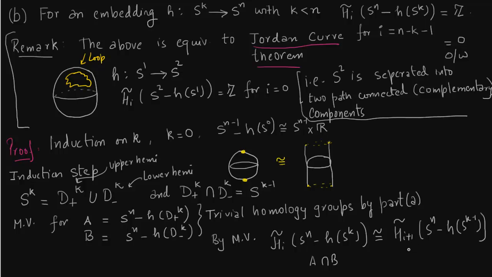This is A intersection B. So you have A intersection B, that is pretty much it. I will just correct this. Now you can see you have reduced the dimension by 1 here, and then you just copy it further, all the way up.